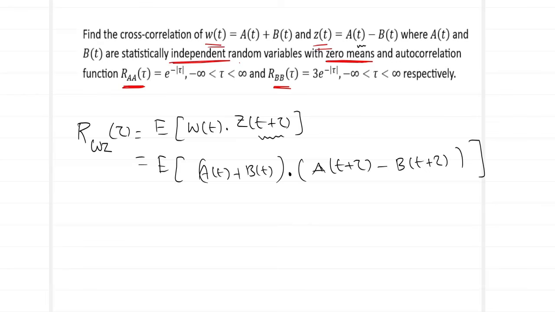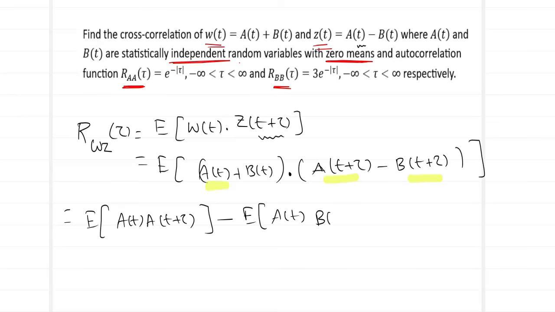On expansion, they give us four terms. Let A of t go with A of t plus tau. Next, A of t goes with your B of t plus tau. So we will separate into four terms. The expected value of A of t, A of t plus tau. This becomes my first term. There is a minus sign over here, so it becomes minus the expected value of A of t into B of t plus tau.